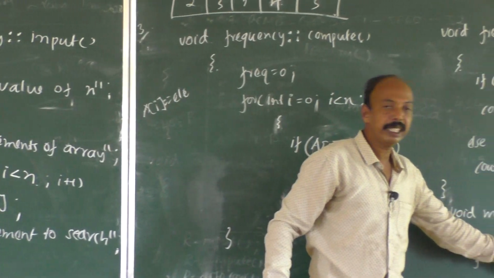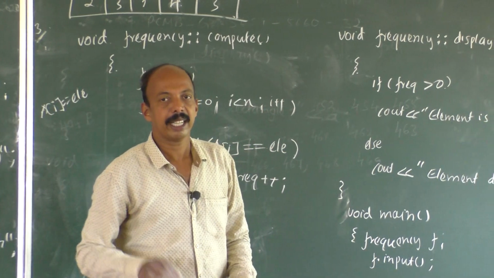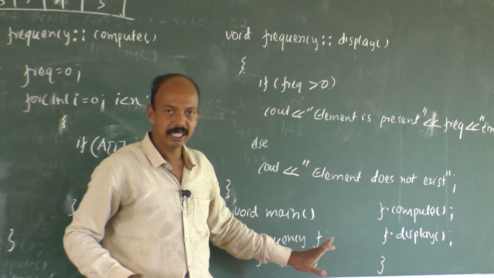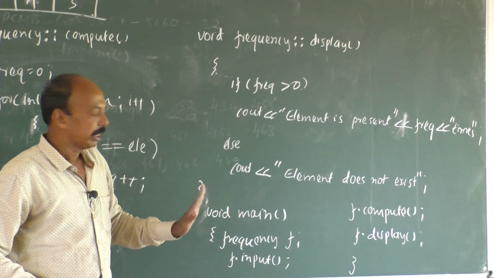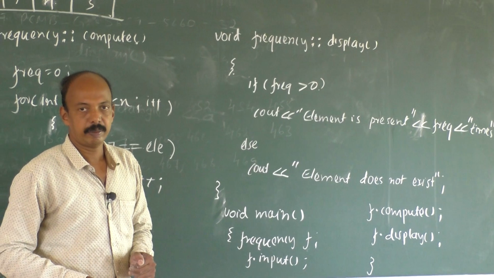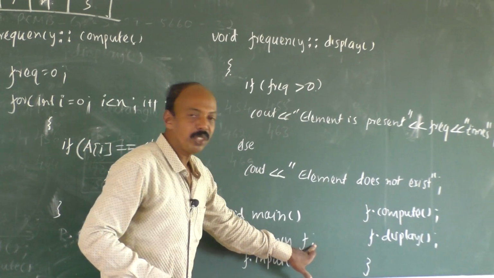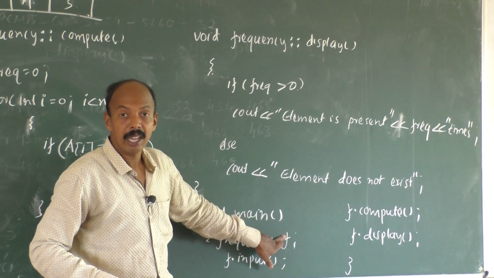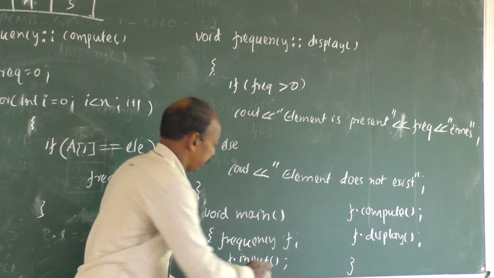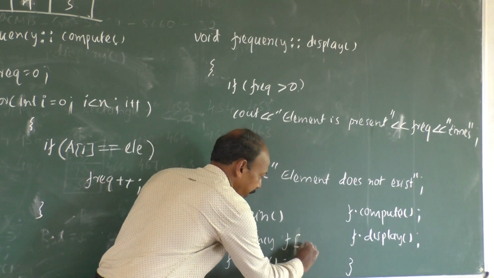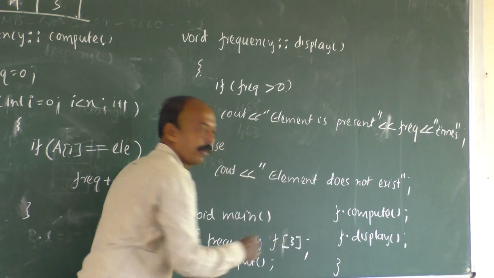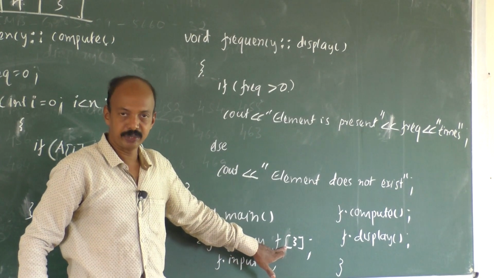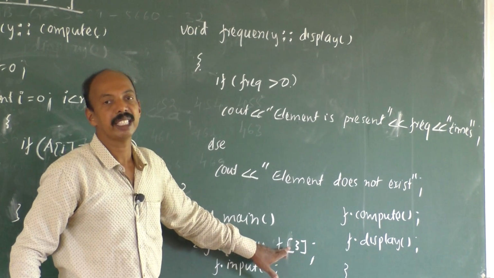Suppose we want to create many objects like f1, f2, f3. We can write f1, f2, f3, etc. Or if you want some 3 objects or 10 objects, it is possible to write f of 10. In that case, the objects become an array. So for example, frequency f of 3. Now what happens? We have 3 objects, f0, f1 and f2.